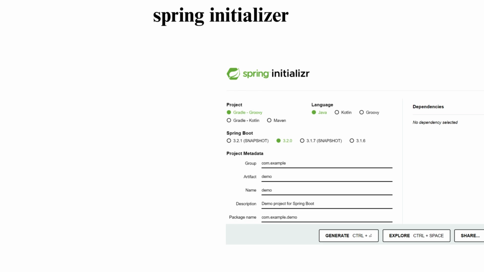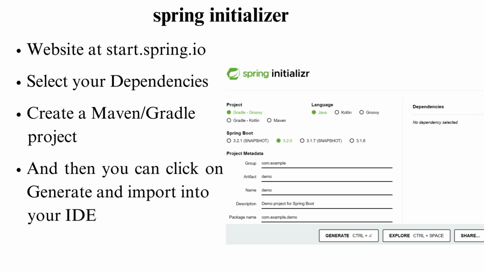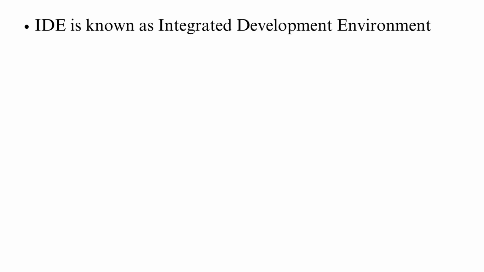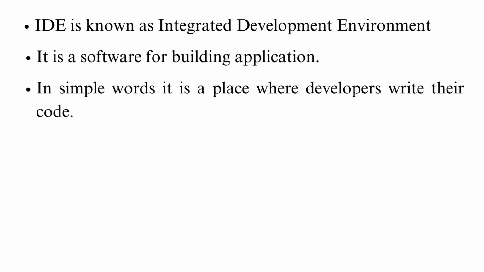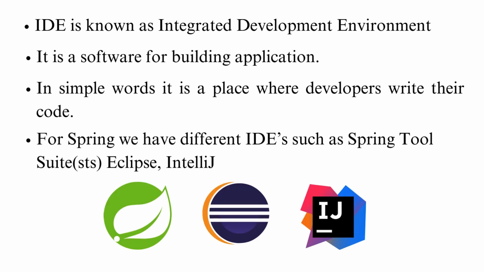And not only that, Spring Boot also provides Spring Initializer. It is a website to create a starter Spring Boot project. So the point is, you go to the website at start.spring.io, select your dependencies, and create a Maven or Gradle project. Once you have done that, you can download and import it into your IDE. IDE is nothing but Integrated Development Environment. It is software for building applications. And when it comes to Spring, we have different IDEs like STS, which is Spring Tool Suite, Eclipse, and IntelliJ. I personally use STS because I'm habituated with it. You guys can use whatever you like.